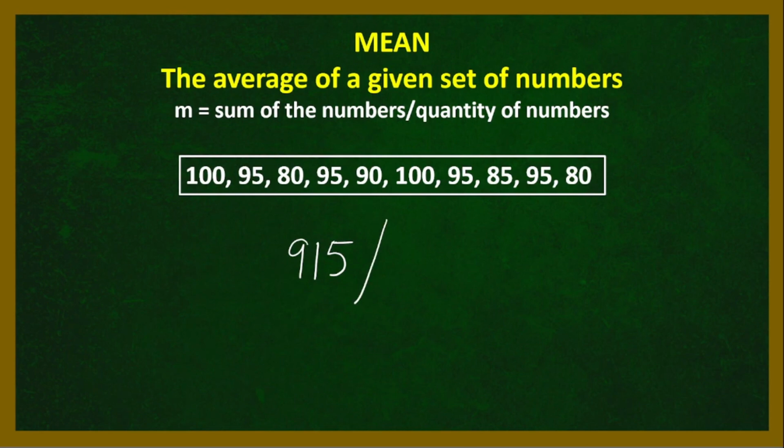As I mentioned, we have 10 numbers listed here. So 915 divided by 10, that gives us 91.5 as our mean or our average. And you can round that up to the nearest whole number, which would be 92. Simple enough? Great, let's move on.